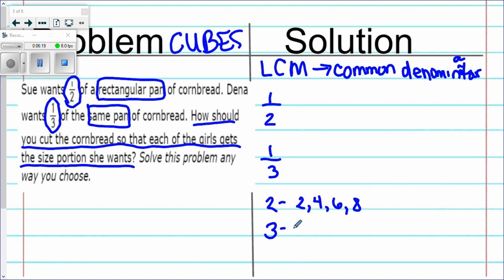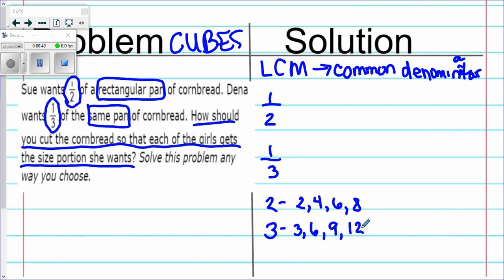All right, now I'm going to list out my multiples of 3. 3 times 1 is 3. 3 times 2 is 6. 3 times 3 is 9. And 3 times 4 is 12. And I'm going to stop there because I see that I have a multiple that is common between these two.